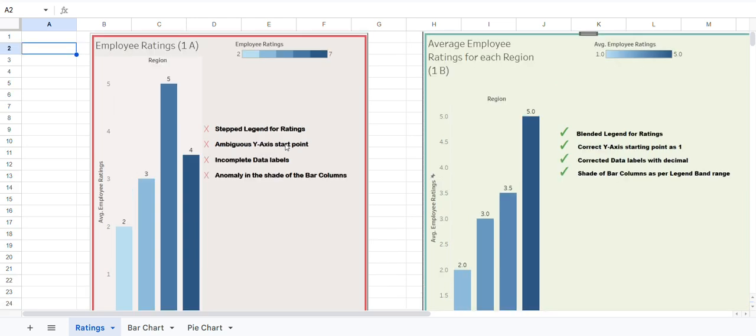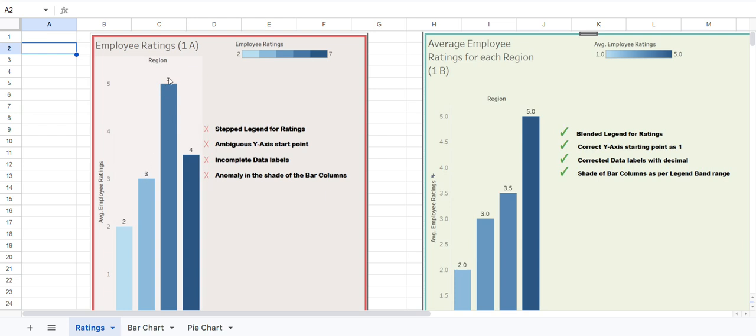Why? Because employee ratings generally are average employee ratings for each region. Now, somebody could come and say that, come on, these stars cannot be 2.5 star, 3.5 star. But when you average employee ratings, we really need to do that because averaging it out makes more sense. Okay. So we cannot have an ambiguous y-axis.